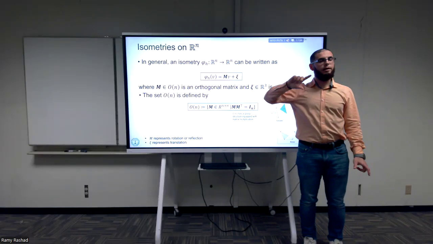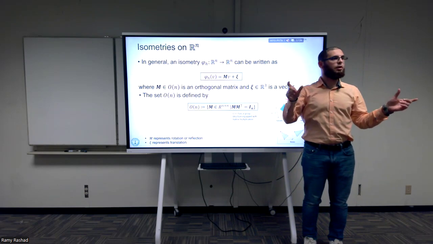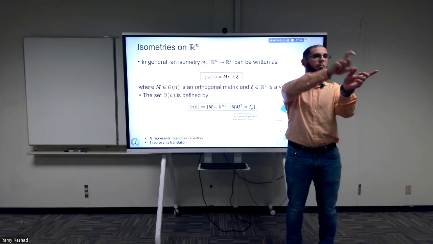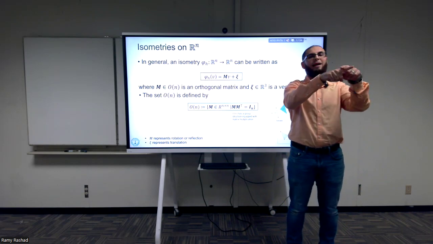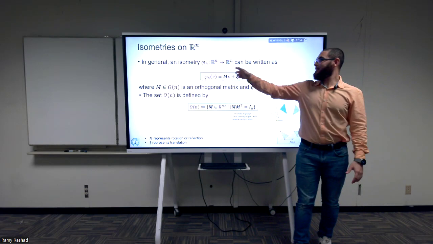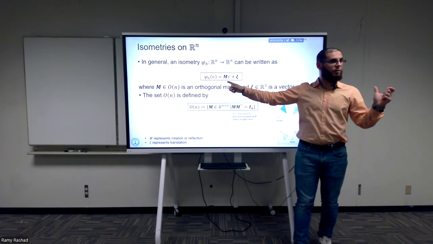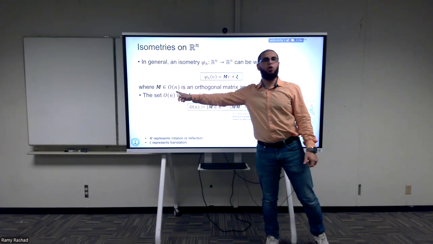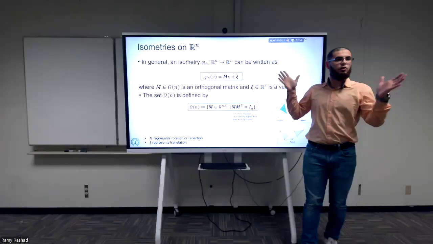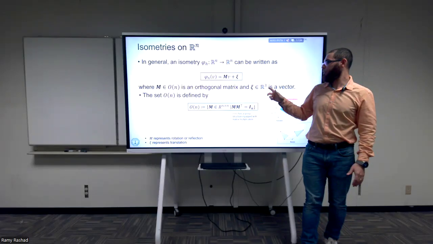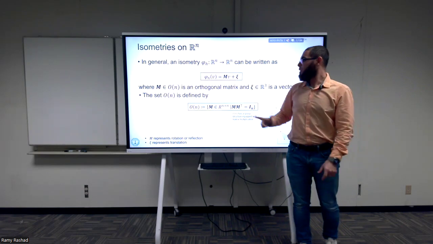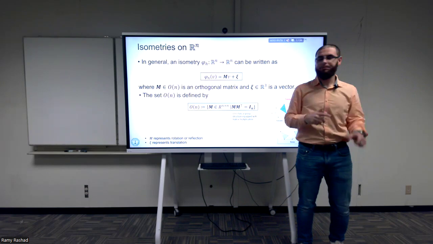This M should, first of all, be invertible, right? Because if I do the transformation, I can always go back, and I should get the same vector or the same point. But not only that: for this transformation to be an isometry of Rn, M should be an orthogonal matrix, and psi can be any vector. There are no restrictions on psi. It represents a translation part, while M represents the rotation and the reflection.